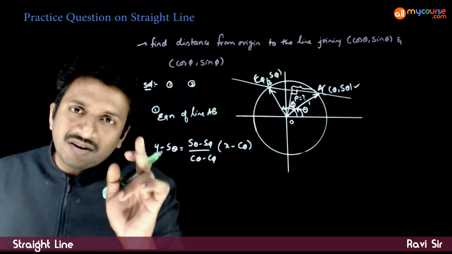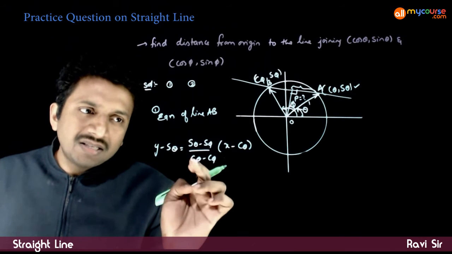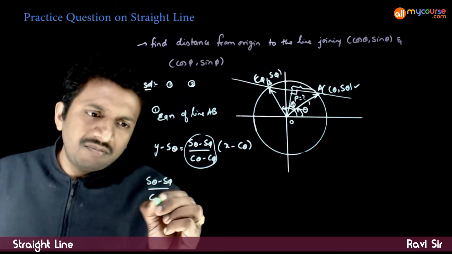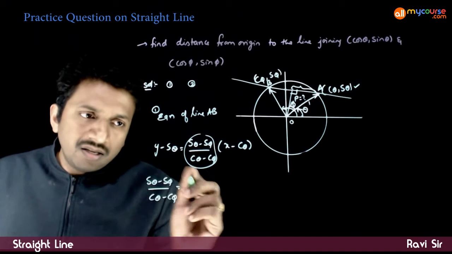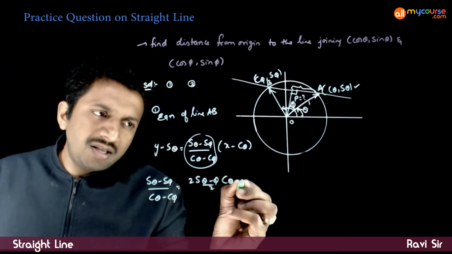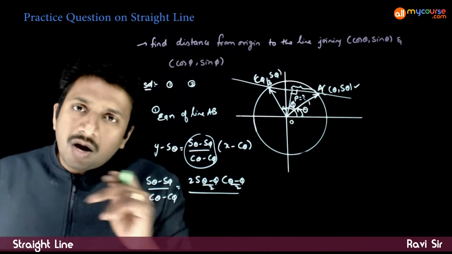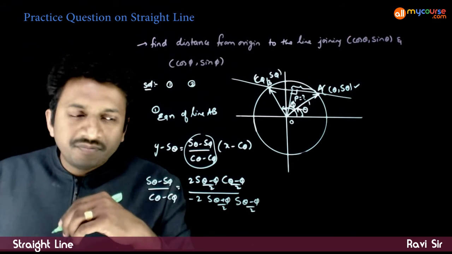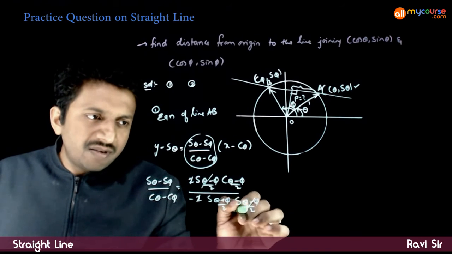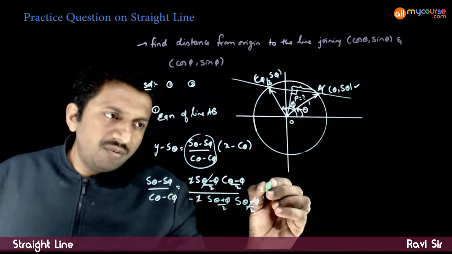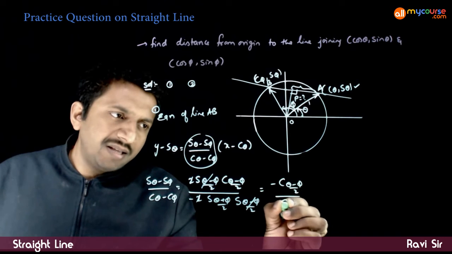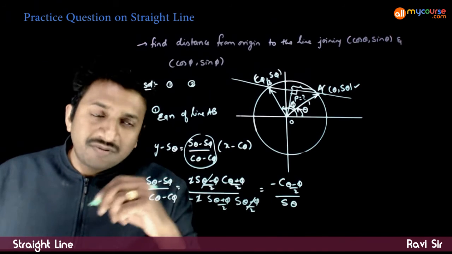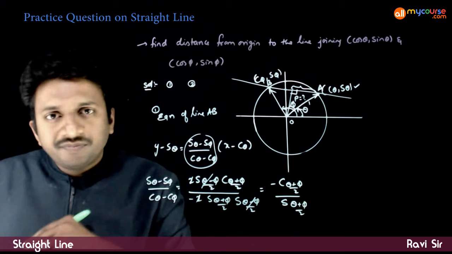Let us try to write it in the general form, in one line. First let us simplify the slope. (sin theta minus sin phi) by (cos theta minus cos phi) is equal to 2 cos of (theta plus phi) by 2 times sin of (theta minus phi) by 2, divided by minus 2 sin of (theta plus phi) by 2 times sin of (theta minus phi) by 2, using sin C minus sin D and cos C minus cos D. The 2 sin of (theta minus phi) by 2 gets cancelled. That is equal to minus cos of (theta plus phi) by 2 by sin of (theta plus phi) by 2. So this is the slope.